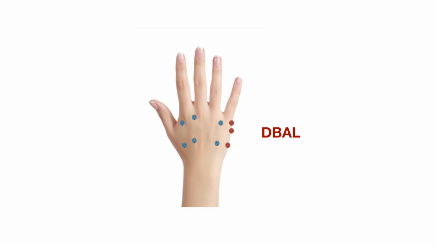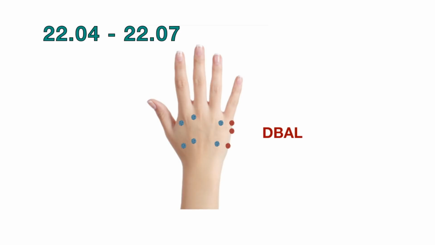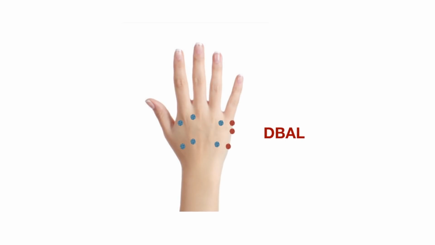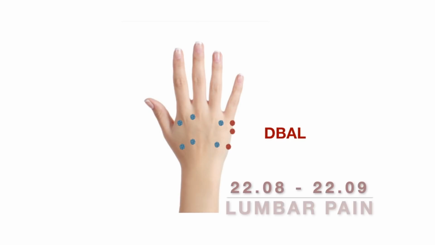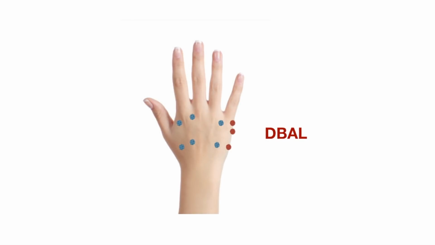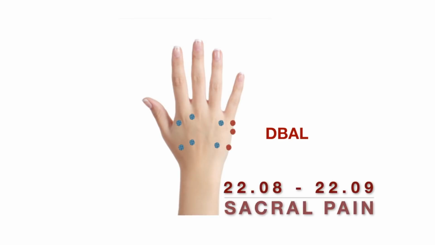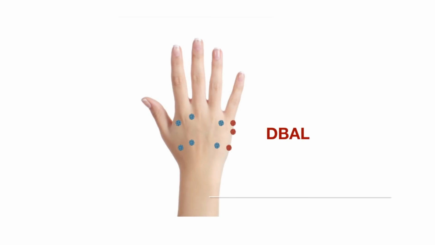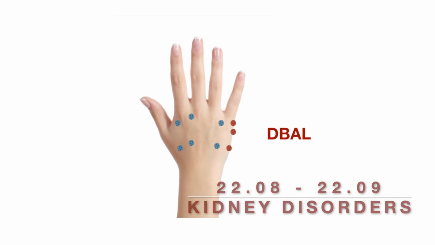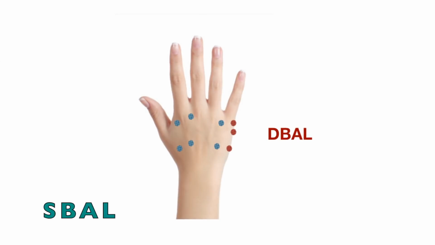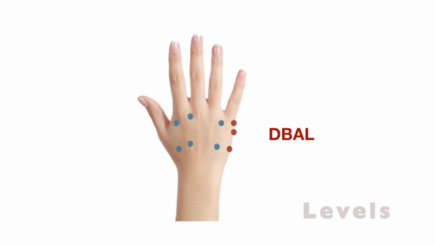Now, this image here shows the points on the superficial back arm line in blue, 22.04 through 22.07. And then in red, we see the points on the deep back arm line, which are 22.08 and 22.09. Now, they treat a variety of conditions, like I said, lumbar pain, sacral pain, and kidney disorders. But points in blue also have many indications. Well, the difference between them is they work on different levels. Let's take a look at this.